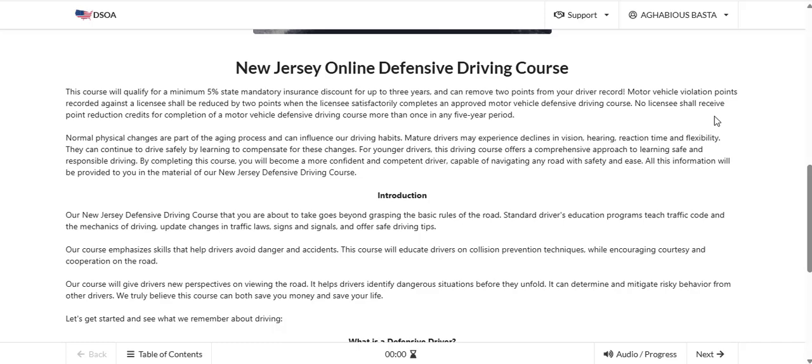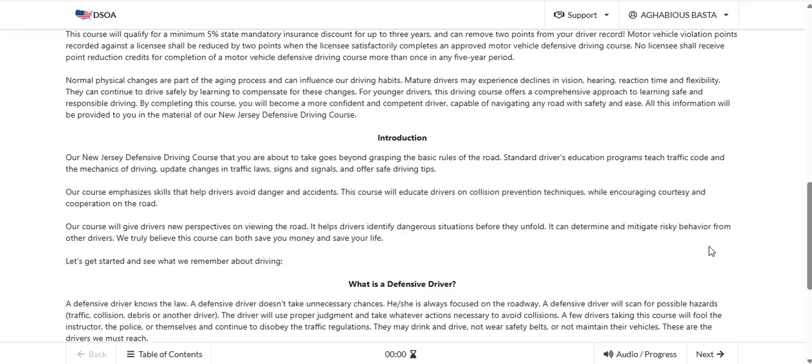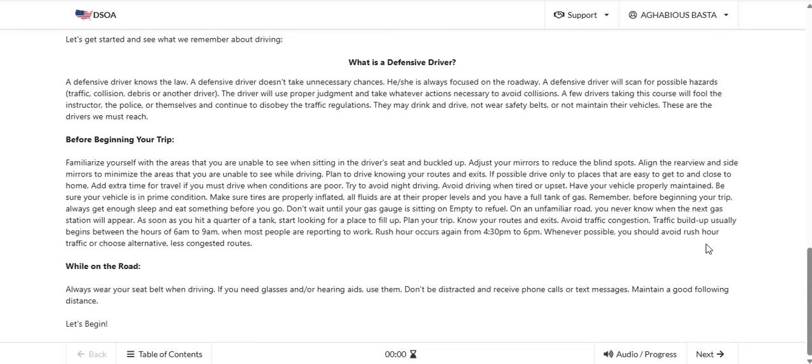Our course will give drivers new perspectives on viewing the road. It helps drivers identify dangerous situations before they unfold. It can determine and mitigate risky behavior from other drivers. We truly believe this course can both save you money and save your life. Let's get started and see what we remember about driving.